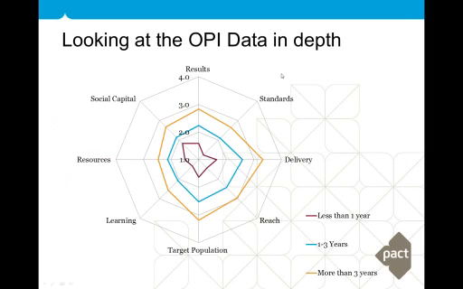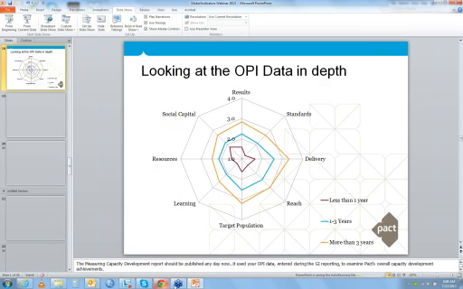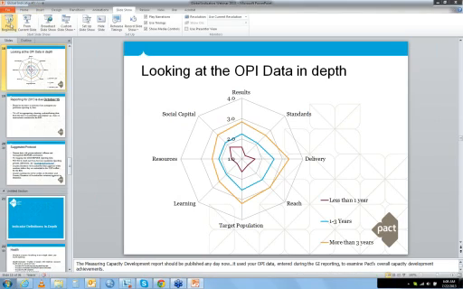The other thing that we've done is synthesize the OPI data into a Measuring PACT's Mission report.